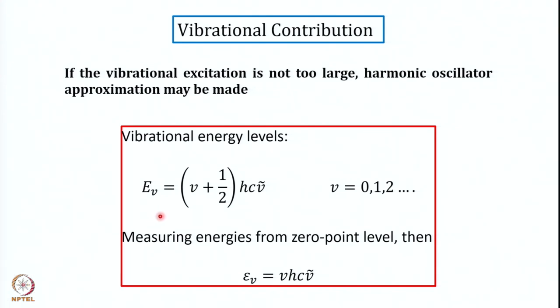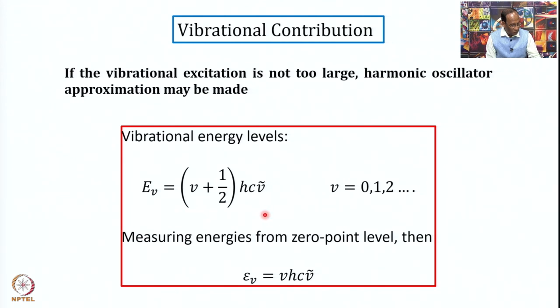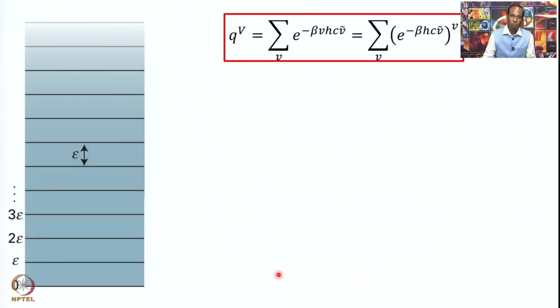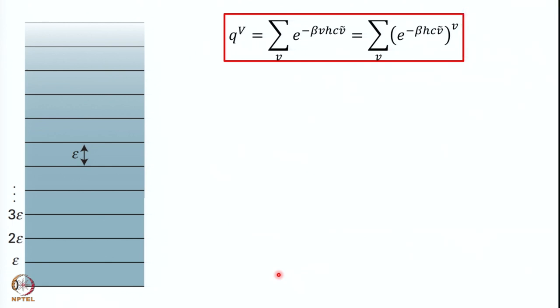We talked about this being the overall expression for the vibrational energy levels, where V, the vibrational quantum number, is 0, 1, 2, etc. And E_V is equal to V h c nu bar, where when you set V equal to 0, the energy level for the ground state is set to 0. So, let us now discuss further.